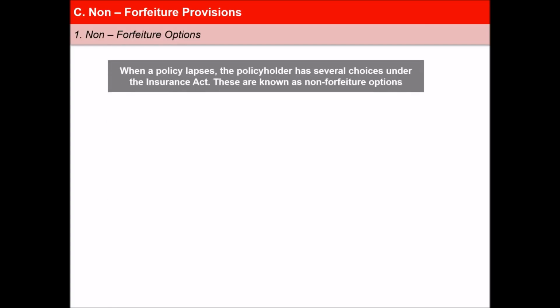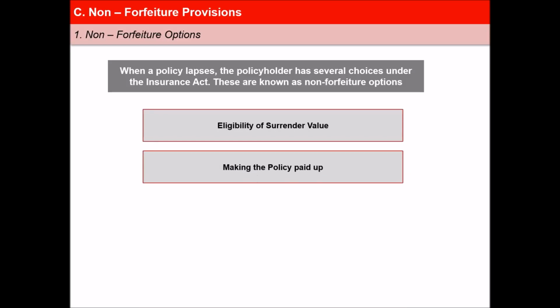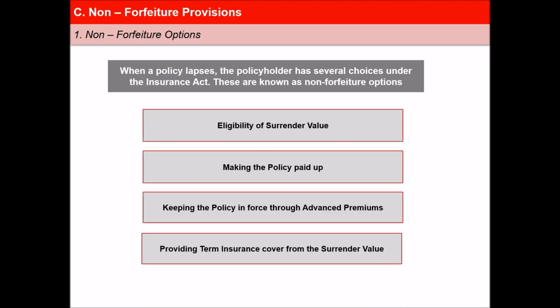When a policy lapses, the policyholder has several choices under the Insurance Act, which are known as non-forfeiture options, such as eligibility of surrender value, making the policy paid up, keeping the policy in force through advanced premiums, and providing term insurance cover from the surrender value.